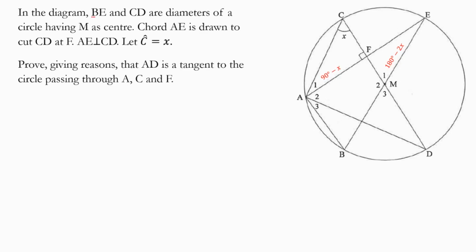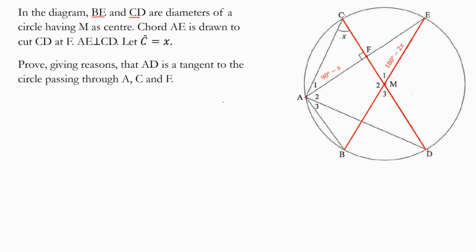Hello, smart mathematicians. Let's do question 10.3. In the diagram, BE and CD are diameters of a circle having M as the center. AE is drawn to cut CD at F. We're given that AE is perpendicular to CD, and angle C is equal to X. Prove, giving reasons, that AD is a tangent to the circle passing through A, C, and F.